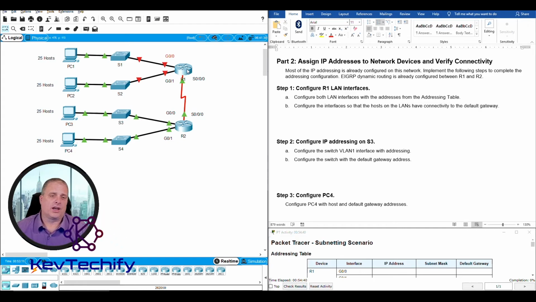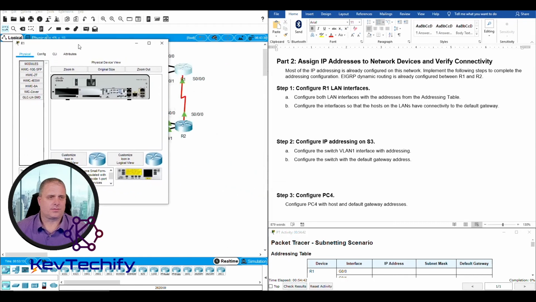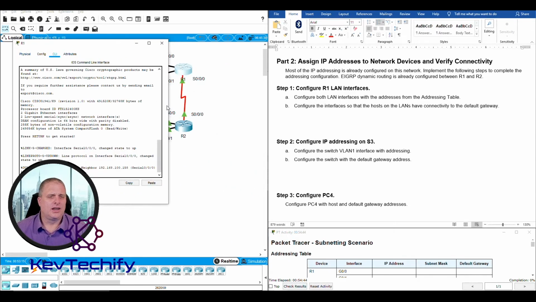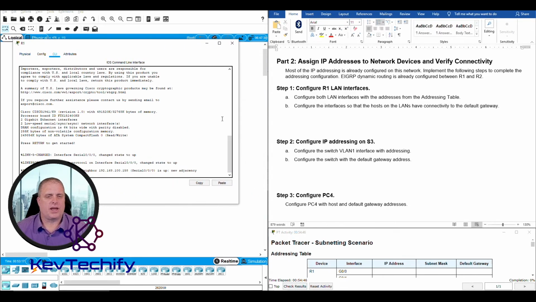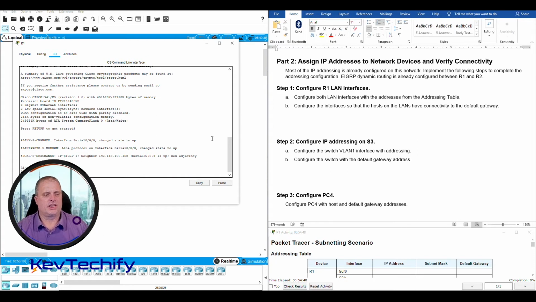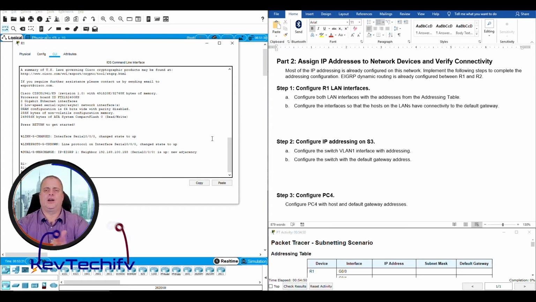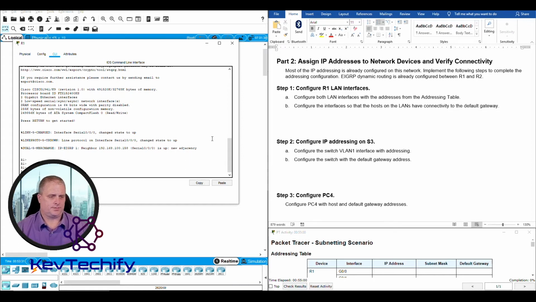Go ahead and click on R1 here. Going to go in our CLI. I just automatically expand this window out. I hit enter several times to give us some clean working area. And so we have to configure IP addresses on G0/0 and G0/1. We need to get into privileged exec mode. Go ahead and type enable, hit enter.